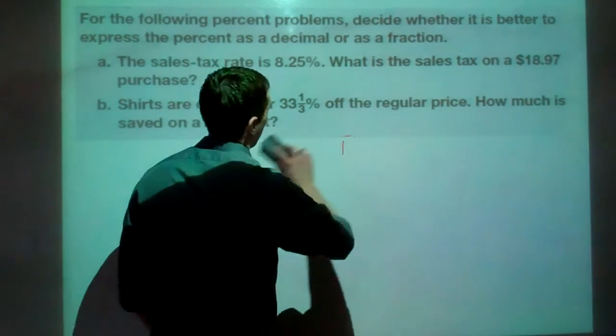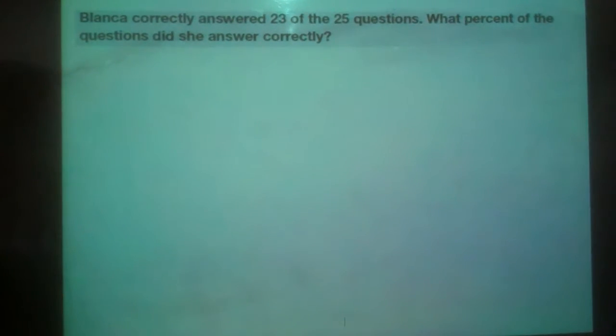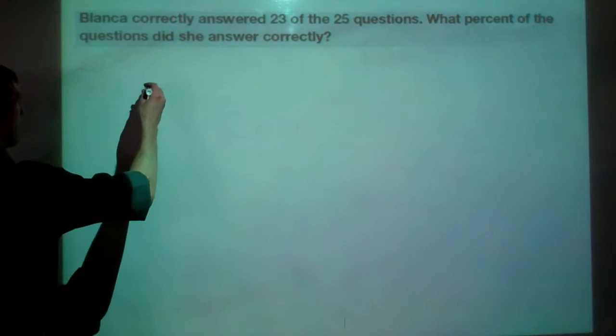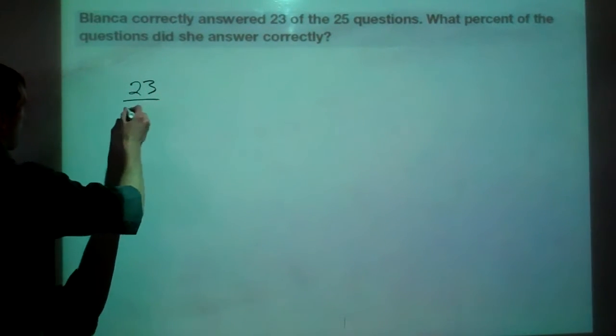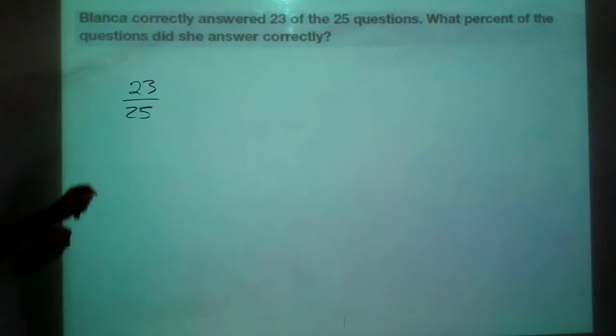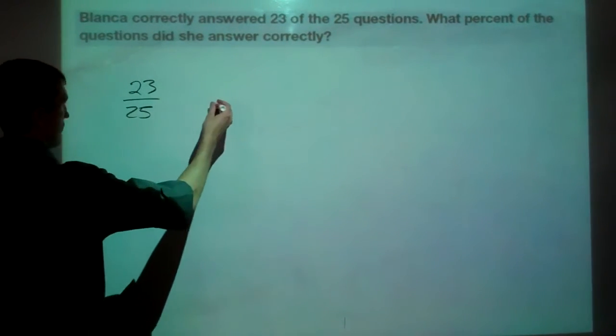Okay? And lastly, this is a good one because a lot of times when we hand back tests or assignments, students ask me what percent they got or what grade they got. Well, it says that for this student, she answered 23 out of 25 questions correct. What percent of questions did she answer correctly? So that's 23 out of 25. And we know that percents are out of 100, which means this one is a little easier than some will be, because 25 goes into 100 evenly.